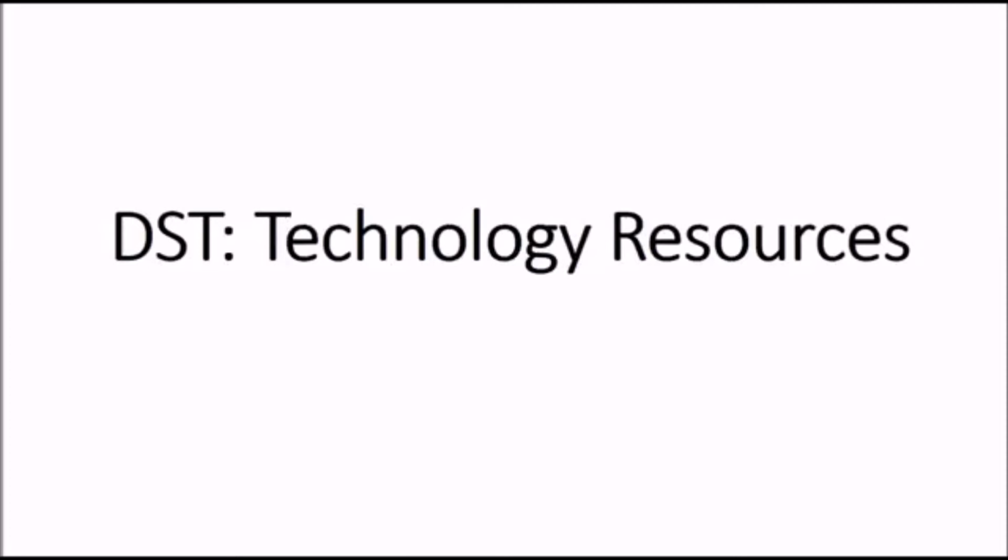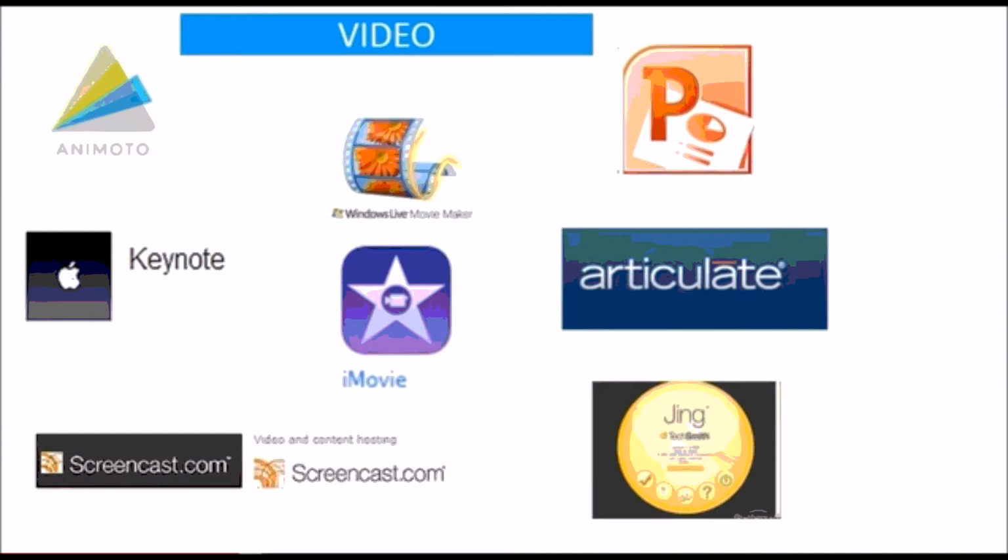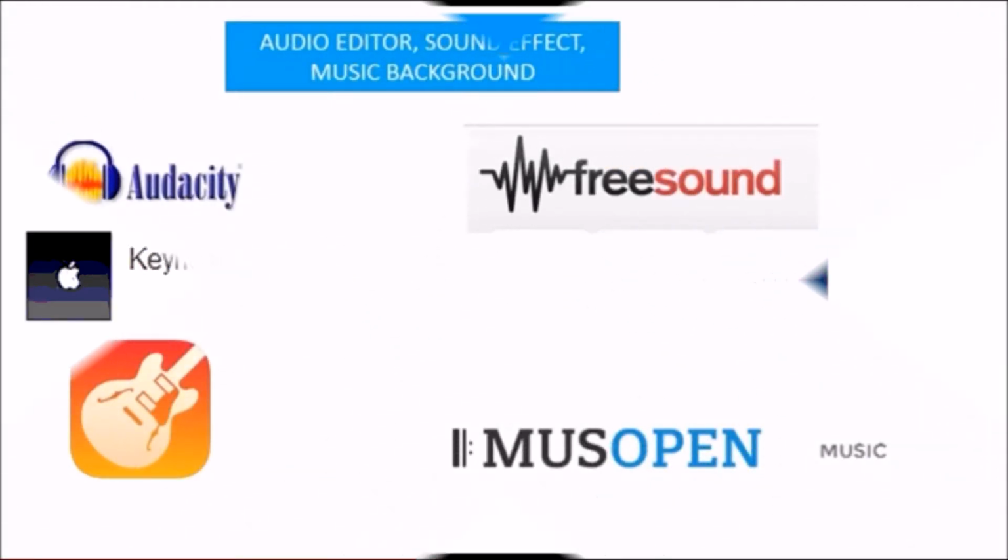I'm going to show you the resources we can use for making a DST. For example, we can use Apple iMovie, Microsoft PowerPoint, Apple Keynote, Articulate, Animoto.com, and Screencast.com together with Jing software. And finally, the most important is the Windows Movie Maker that we use all the time.